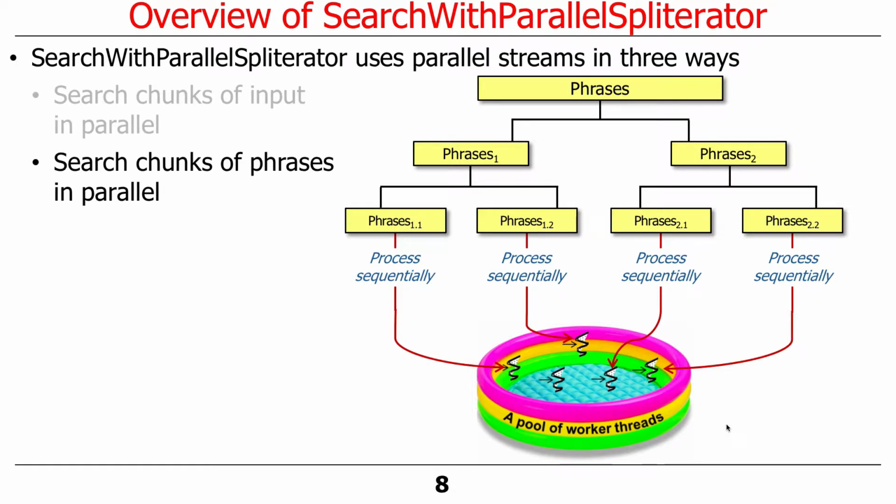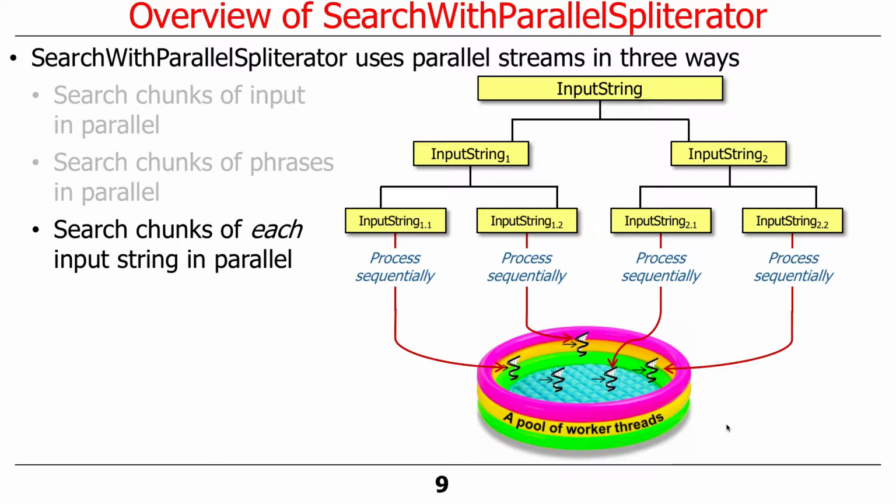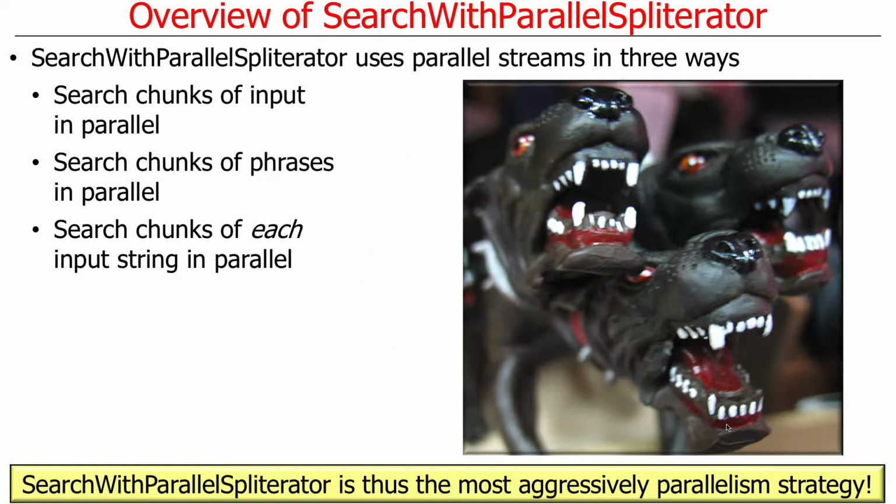We have the chunks of the phrases being searched in parallel on a given input string, on a given work of Shakespeare. So all the phrases are being worked in parallel. And then finally, we're searching chunks of each input string in parallel. So it's not just that a single string is being searched, each string is being searched in a different core. Chunks of each string are being searched in parallel. So it's really by far the most aggressive parallel strategy that we've looked at so far. So we're searching things in 3 different dimensions.